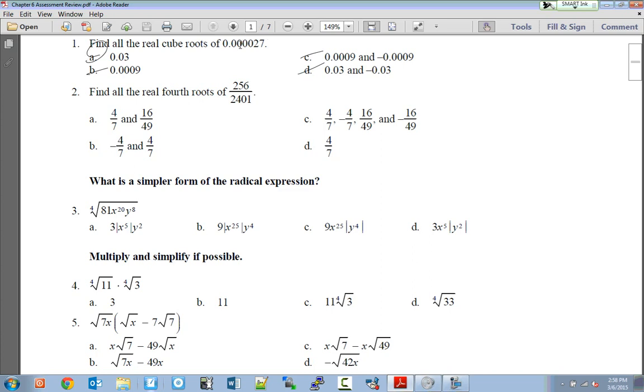And in fact it is, because we have 2 decimal places, and the cubed root of 27 is 3. So the 3 goes on the second decimal place. Alright.